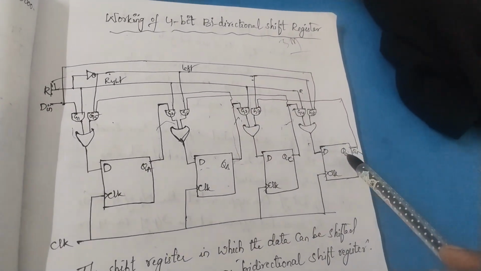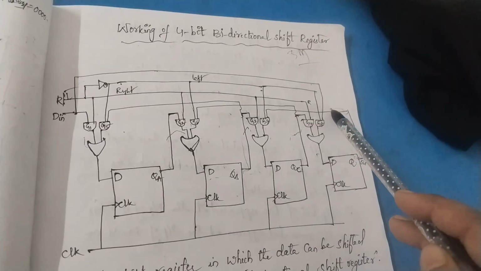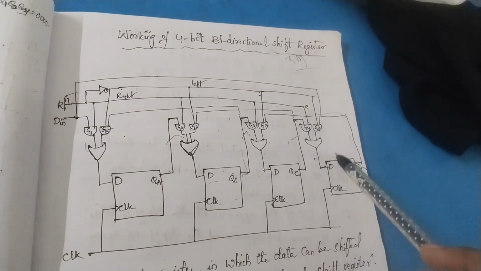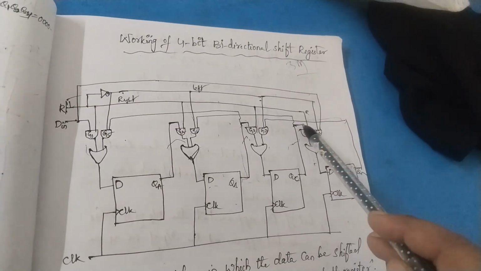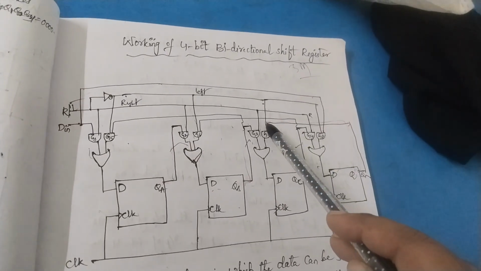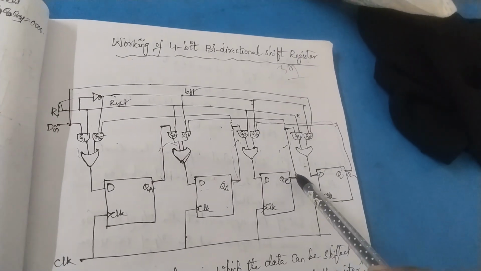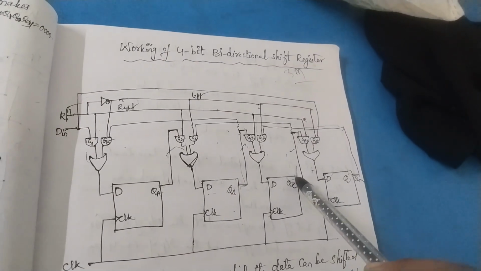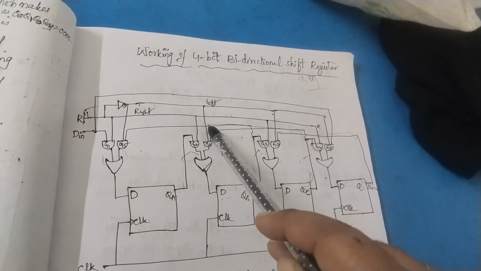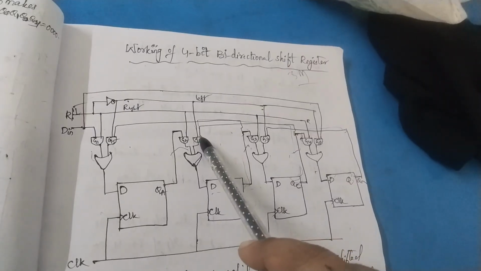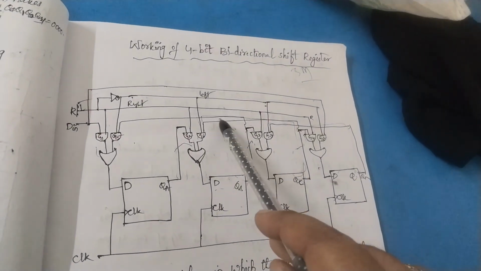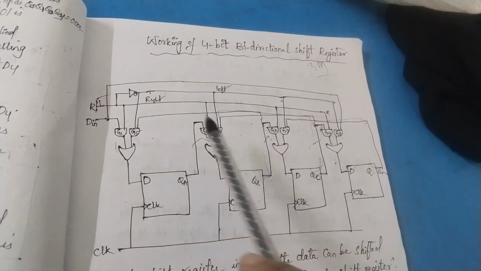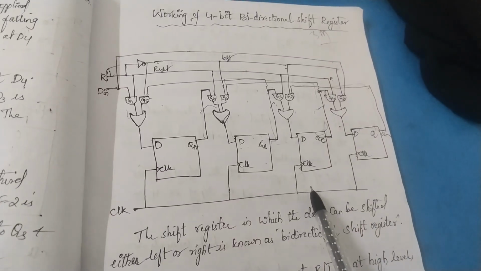And coming to the last output we have, this output should be given as input to G8. Similarly, the QC connection should be given to G7, and from G4 the connection should be given to G6. From QB the connection should be given to G5. So this completes your connection. Do remember this connection.